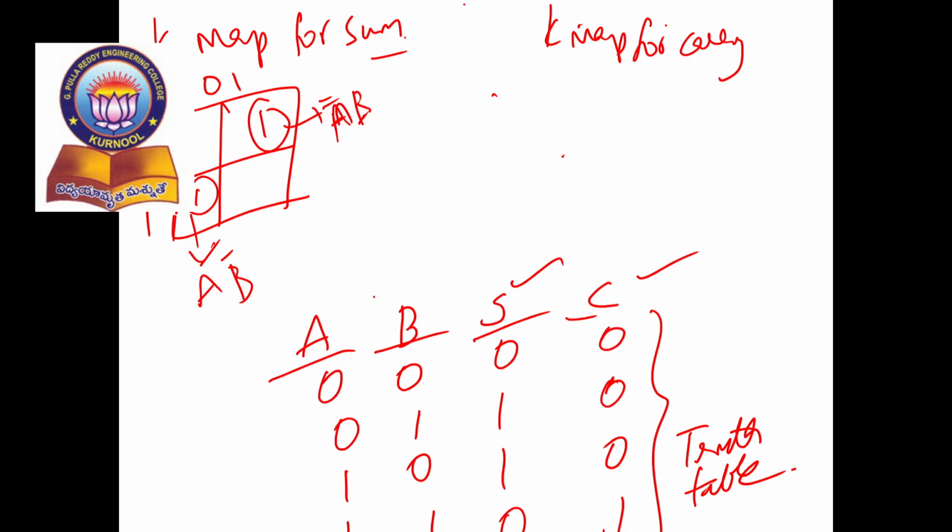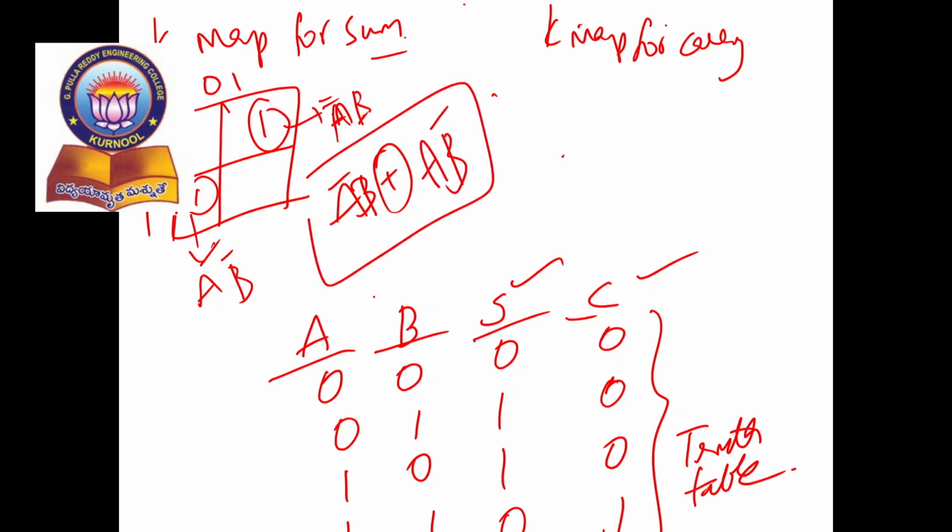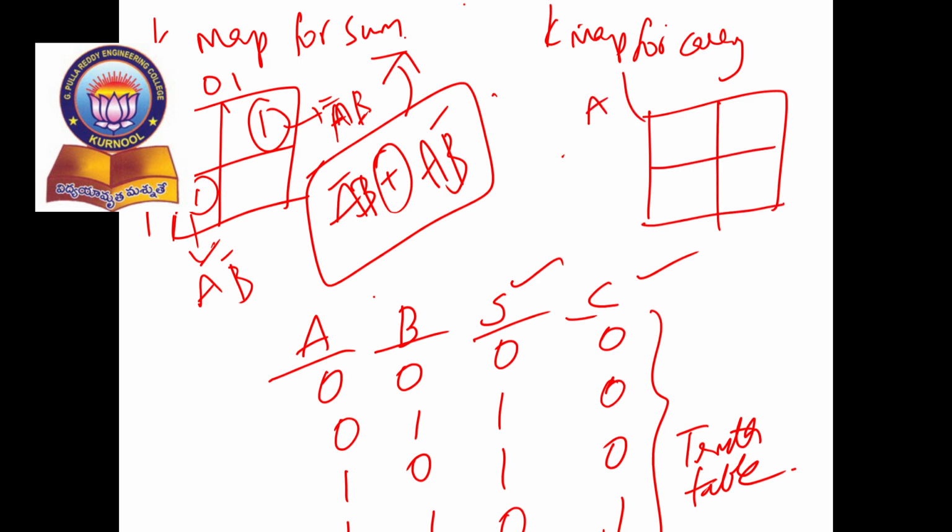So this can be written as A bar B XOR A B bar. So this is the expression for sum. For carry, again draw the K map. That is, we have the two inputs, that is A and B, 0 1 input and 0 and 1 input. For carry, now we have to look where the output is 1 actually.